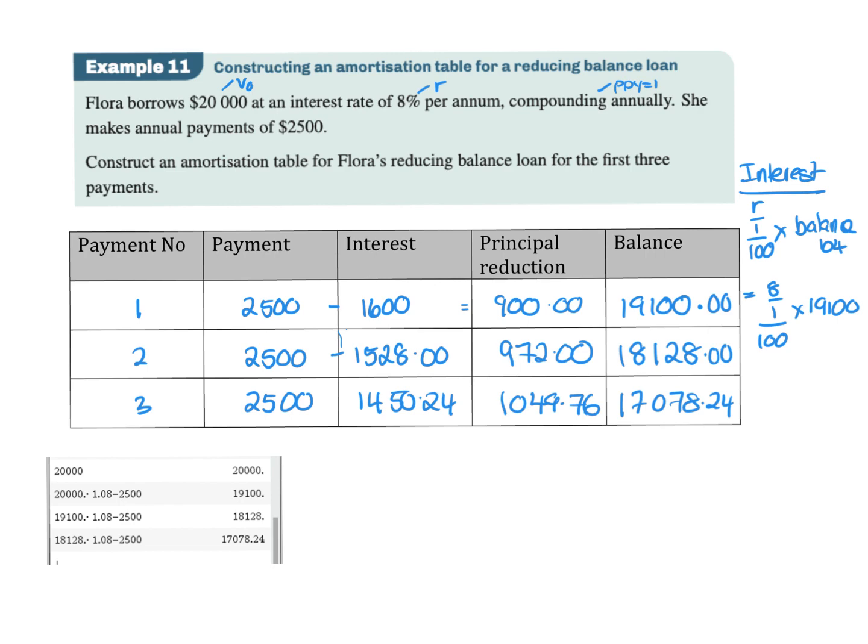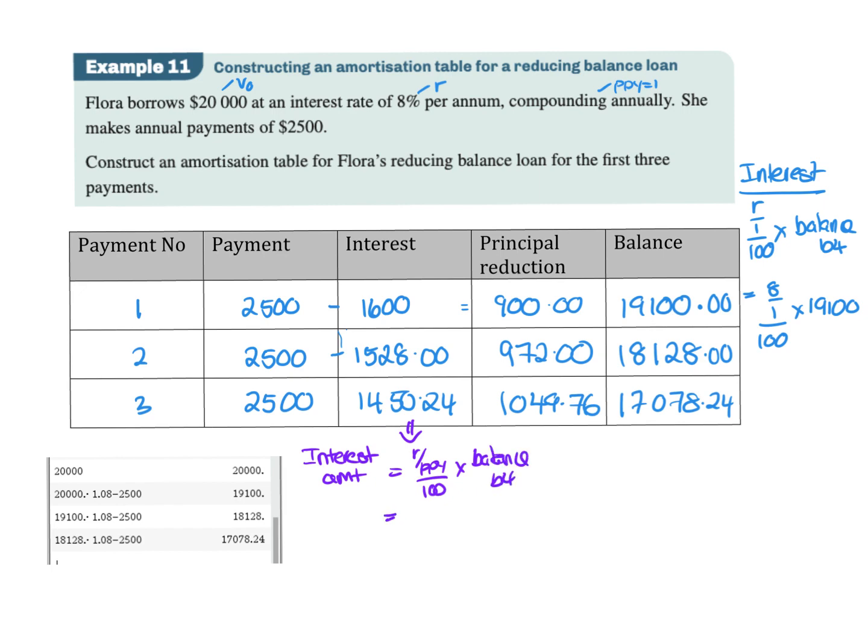So let's just have a little look at how I calculated that. How I calculated this one. Remember, interest amount or interest paid is the rate over PPY over 100 times balance before.